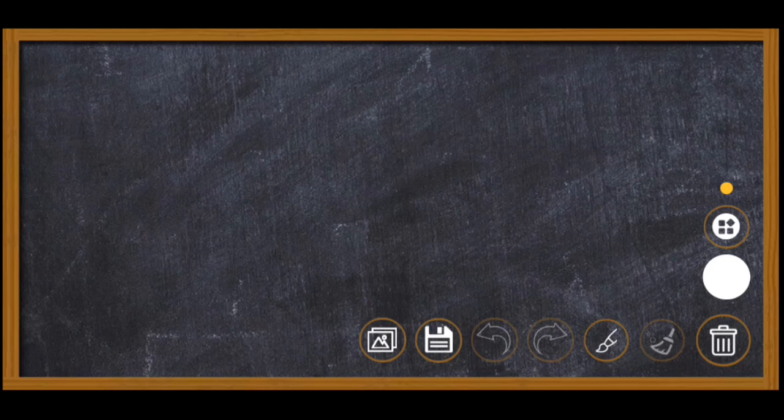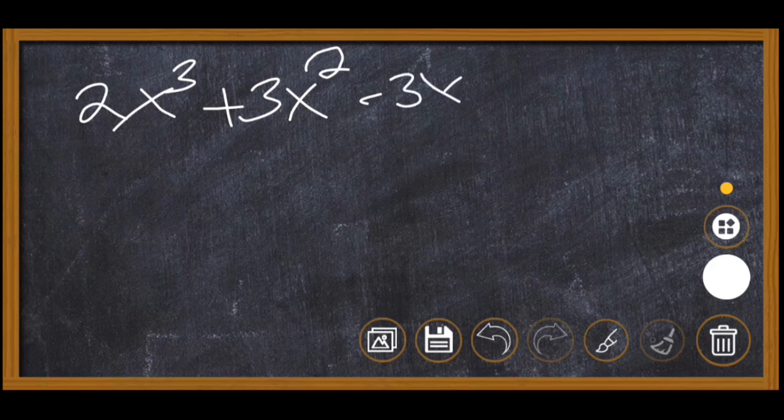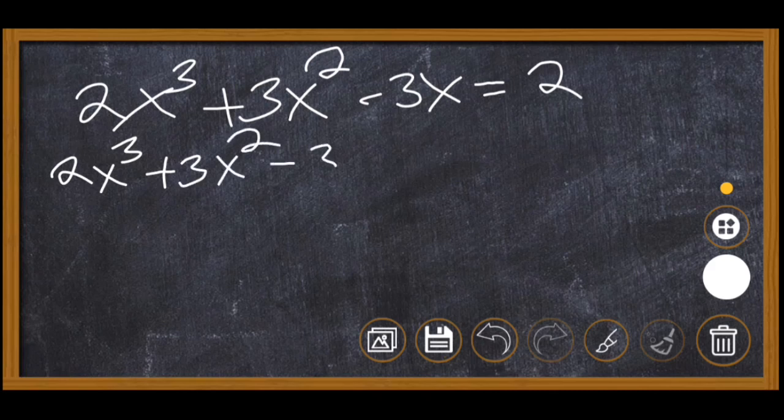So let's say you have 2x raised to power 3 plus 3x squared minus 3x equals 2. So what do you think is the first step for us to solve such a polynomial? The first step is taking this value to the left side, because here we have to have 0. So it's going to be 2x raised to power 3 plus 3x squared minus 3x, and when this 2 gets to the left, it's going to be negative 2, and here we remain with 0.